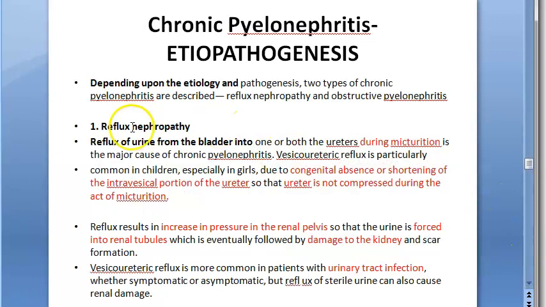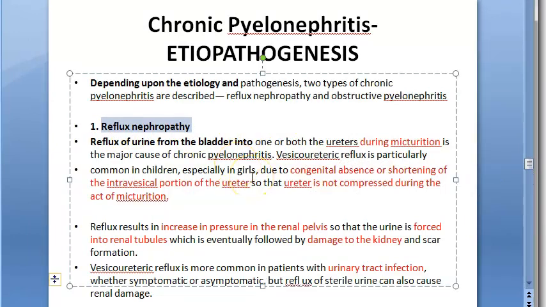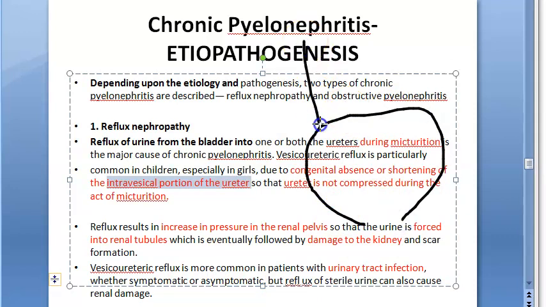Let us look at the causes exactly of this reflux nephropathy. Basically, during micturition, this is during micturition, not something else, there is backflow of urine. Why? Because there is shortening of the intravesical portion of the ureter. There is a congenital absence or shortening of the intravesical portion of the ureter. So let's draw this to explain. If this is the urinary bladder and here's the ureter coming in, this ureter has an intravesical portion. This will be very short, or it will be absent.